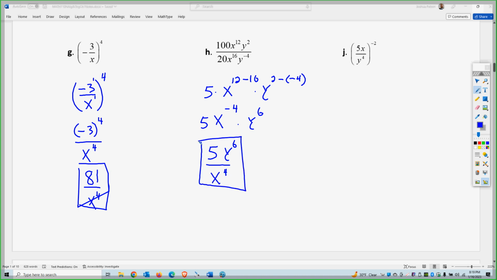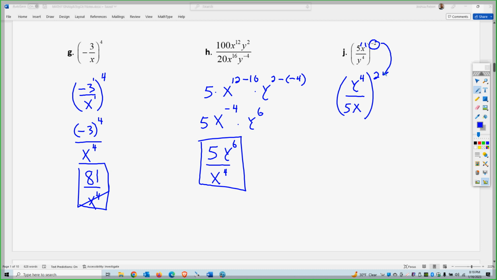Okay, and lastly, again, if there's no placeholders, put them in for once. So this negative 2 applies to all terms in there. And this time I'm going to do it a little bit differently because it's negative. I'm going to use the rule that we stated. I can switch everything first. So this is y to the 4 over 5x to the second power. Okay, so it just makes it negative to positive. I can do that before or after.